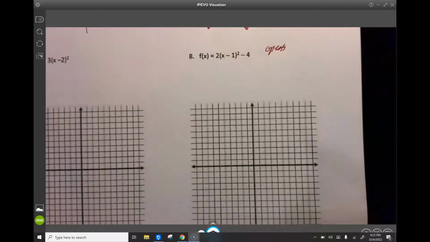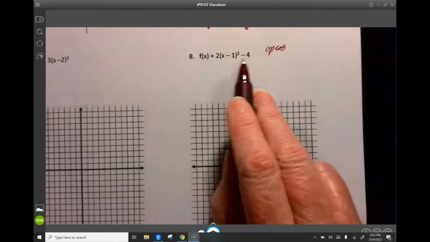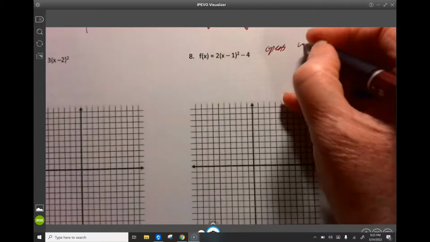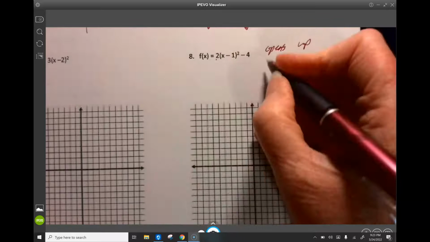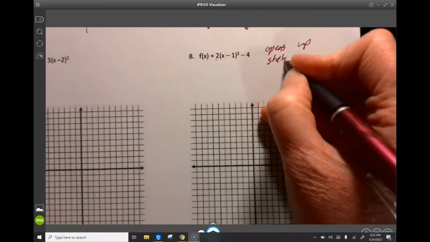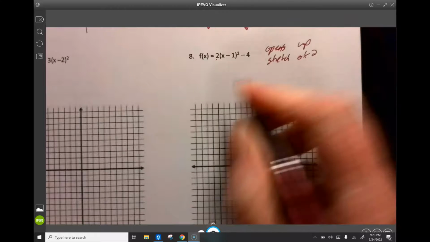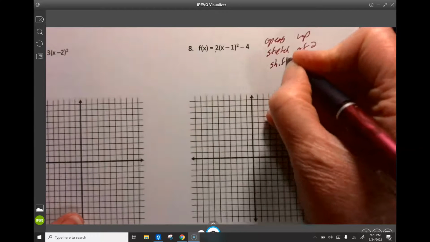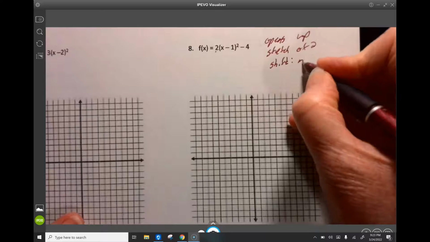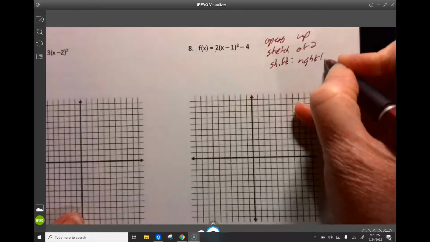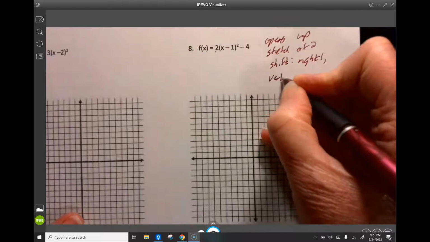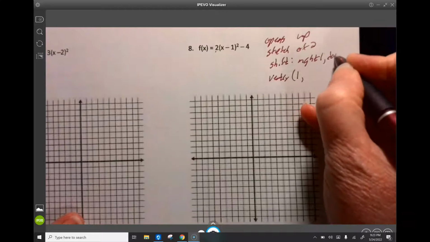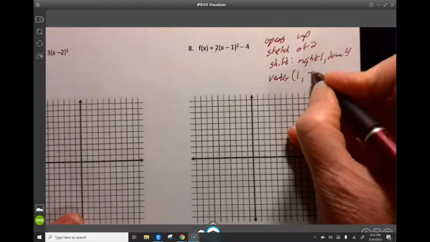Okay, you ready? Okay, so you're basically going from left to right. Have you noticed that? Is it negative? Nope, so therefore it opens up. It's going to be a stretch of 2. It's going to shift right 1. So it's right 1, that means that my vertex is positive 1. And it's going to go down 4. So it's a negative 4.